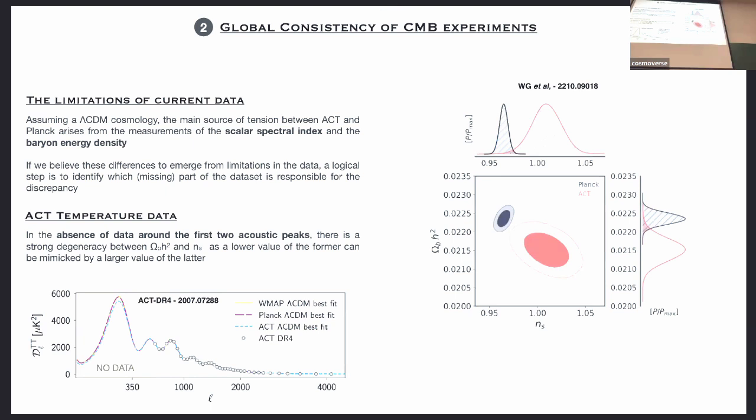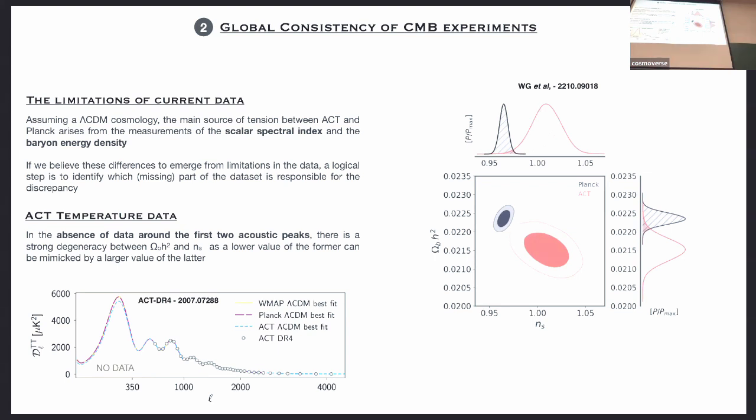So here we are assuming that ΛCDM is the correct paradigm of our universe. And in this case, the main source of tension between Planck and ACT is given by the measurement of the spectral index of primordial perturbations and the baryon energy density. And if we believe that these differences emerge from some limitations in the data, then a logical step is to identify which part or missing part of the dataset is responsible for this discrepancy, and eventually exclude or include them in the analysis. So there are many proposed explanations.